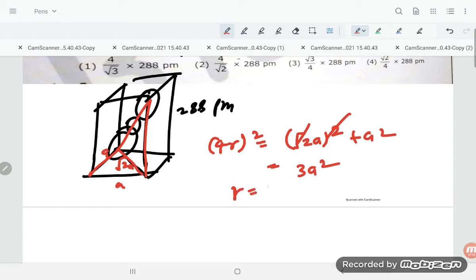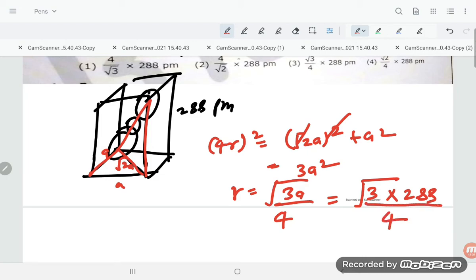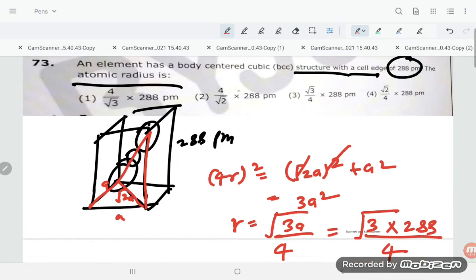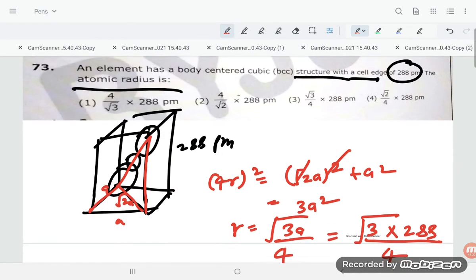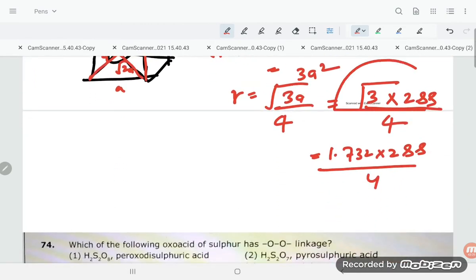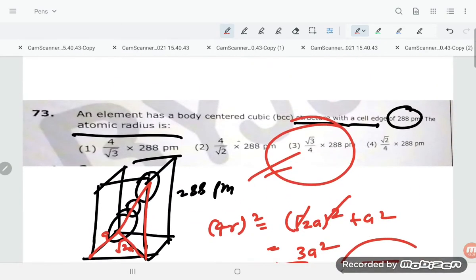So r is equal to what? Root 3a by 4. The value of a they have given, 288, divided by how much it will come, student? 4. So the value of root 3 is 1.732 into 288 divided by 4. You can see they have already given root 3 by 4. Option number 3 is there, student, root 3 by 4 and 288. So the correct option is option number 3, students.